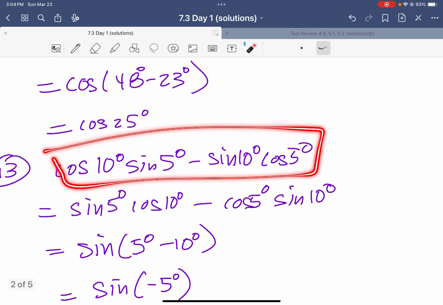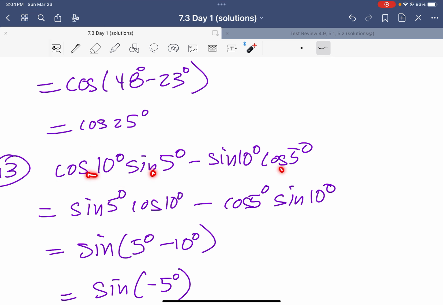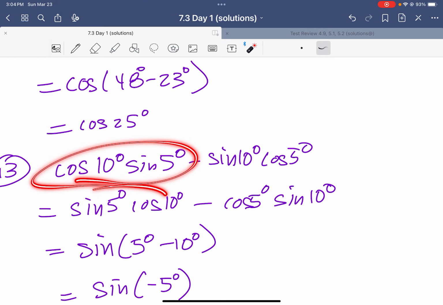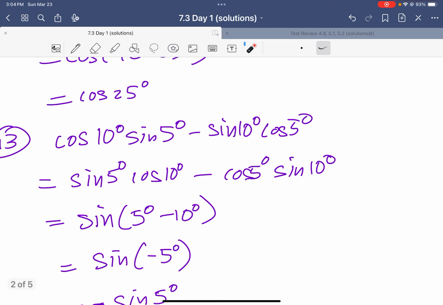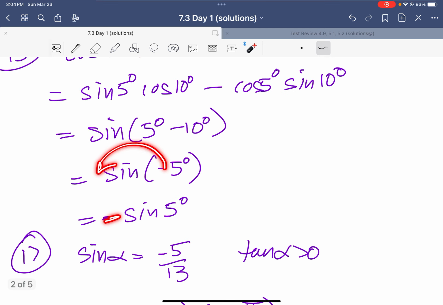All of this, since I see sine, cosine, cosine, sine, I'm going to rewrite this because multiplication is commutative. This just becomes this, I can switch order. And this becomes this, I can switch order. So now I have sine, cosine, cosine, sine. But it's the sine of this angle minus this angle. And so it's -5, but since sine is odd, a negative can pull out front.